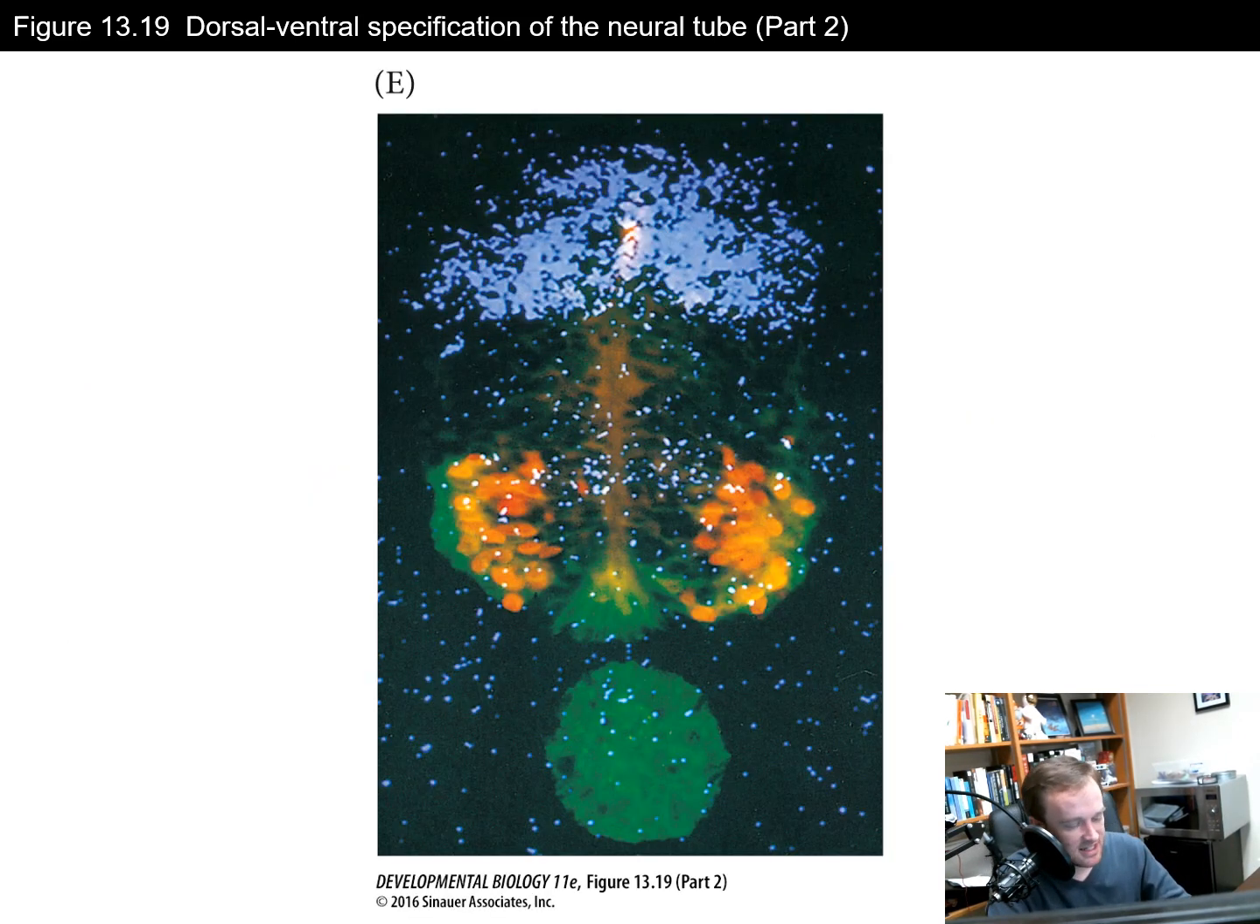So here we can see a microscope slide where they have stained BMP4, which is the blue, and sonic hedgehog, which is the orange here. And as you can see, this is starting to form a gradient where BMP4 and the other TGF-beta paracrine factors are diffusing downwards to give dorsal positioning, and sonic hedgehog is diffusing dorsally to give ventral positioning.